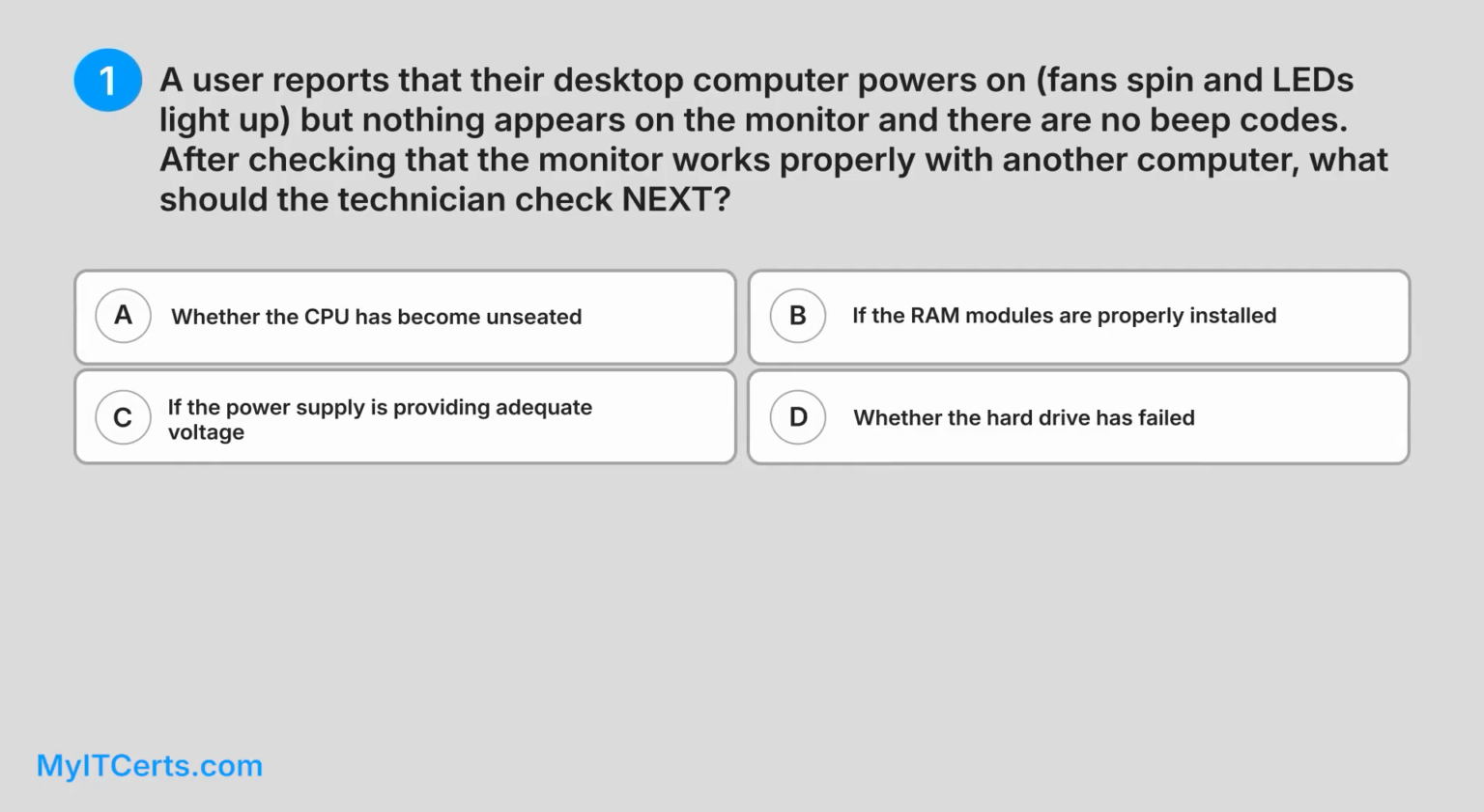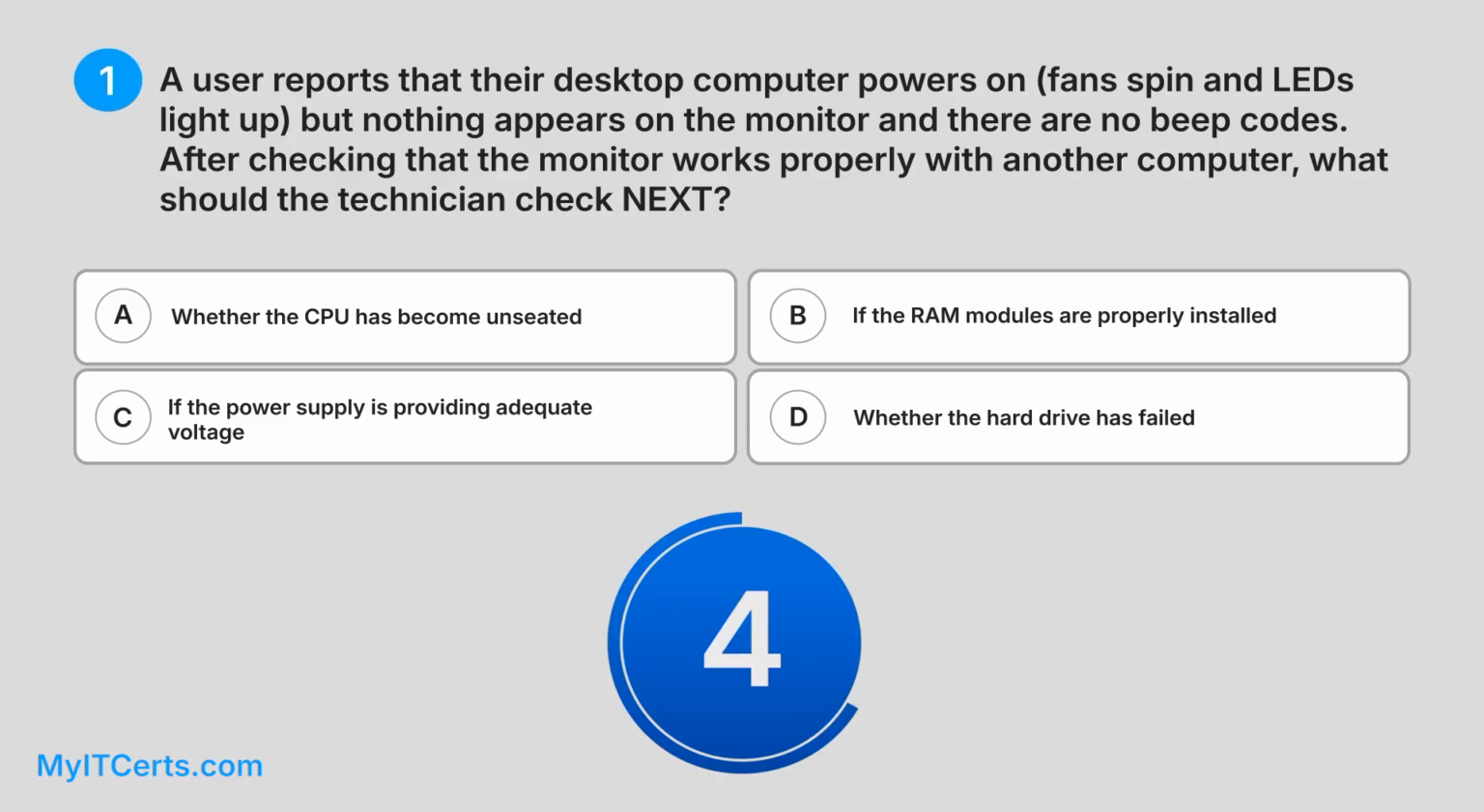1. A user reports that their desktop computer powers on. Fans spin and LEDs light up, but nothing appears on the monitor and there are no beep codes. After checking that the monitor works properly with another computer, what should the technician check next? A. Whether the CPU has become unseated. B. If the RAM modules are properly installed. C. If the power supply is providing adequate voltage. D. Whether the hard drive has failed. Can you guess the answer?